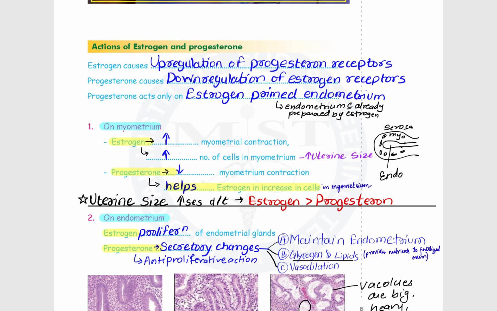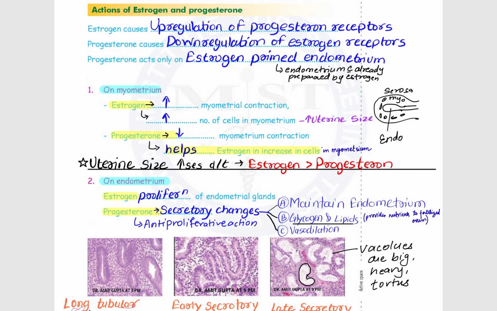The number of cells in myometrium is increasing due to estrogen, and progesterone is helping estrogen, but progesterone still causes downregulation of estrogen receptors. The uterine size increases mainly due to estrogen and a little bit due to progesterone.